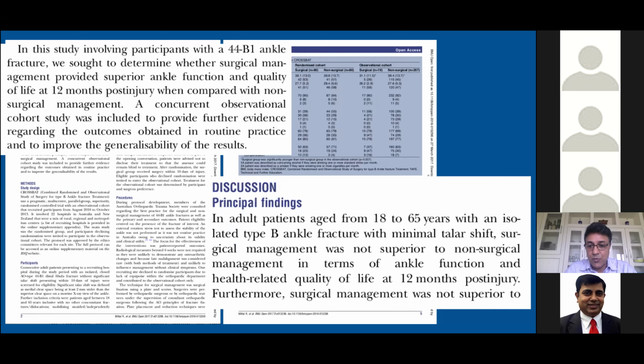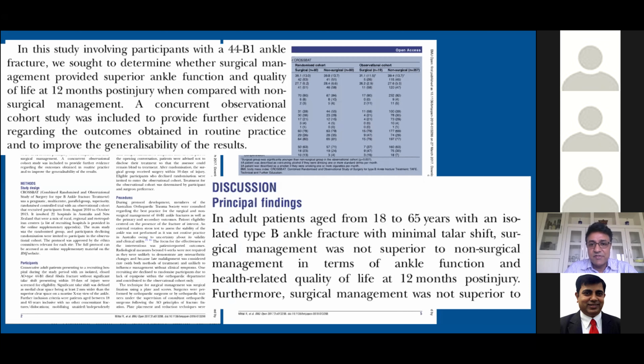Surgical management was not superior to non-surgical management in terms of ankle function in 12 months of follow-up. This clearly shows that your outcome is there's no difference between surgical management and conservative management, whereas your hypothesis was surgical management might be better. So here, as you said, all the details of the result haven't been written.